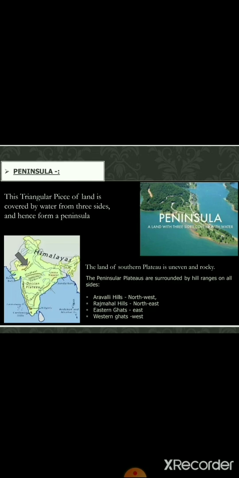The land of the southern plateau is uneven and rocky. Uneven means rough. Even means plain area, like the northern plains, like the area around us. But the land of the southern plateau is uneven and rocky. Rocky means it has a lot of rocks, mountains, rough land. The peninsular plateau is surrounded by hill ranges on all sides. To the northwest, it is surrounded by the Aravalli Hills. To the northeast, it is surrounded by the Rajmahal Hills in Bihar. Eastern Ghats are on the east side, Western Ghats on the west side. Aravalli Hills are located in Rajasthan. They are the oldest range in the world.